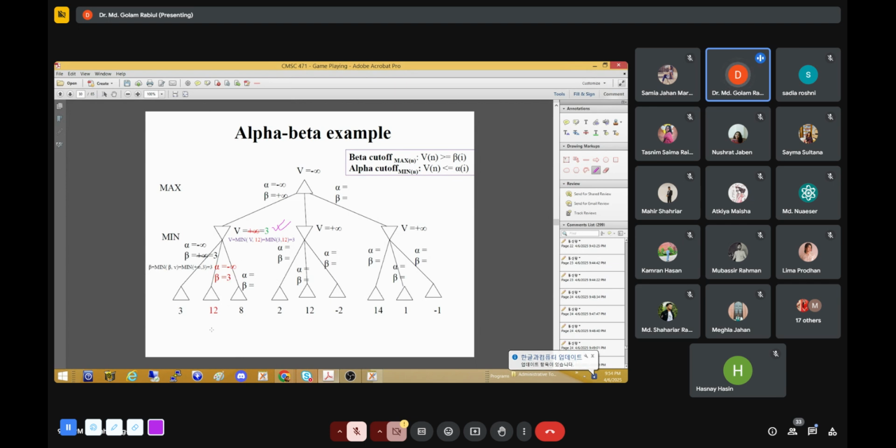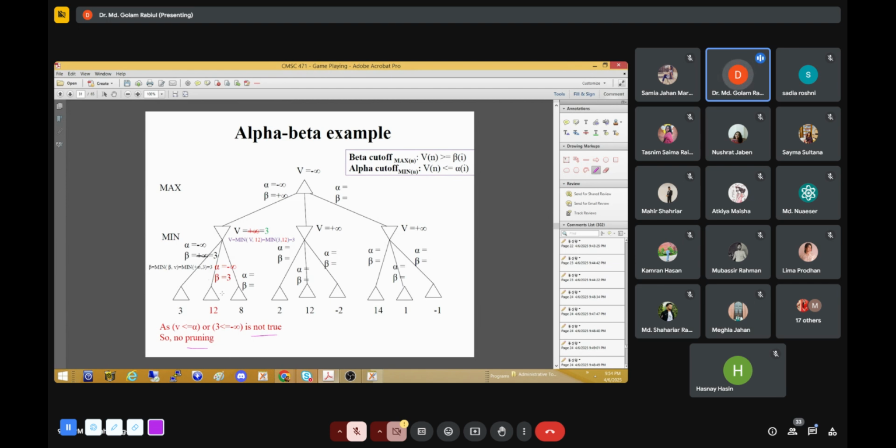Now what we have to do, again we have to try, in the min phase, the alpha cutoff. So alpha cutoff means we check whether v is less than alpha or not. So we have to check it for pruning. V is less than alpha or not. V is 3 and alpha is negative infinity. So you can see it's not true. So that means at this stage, we cannot prune.